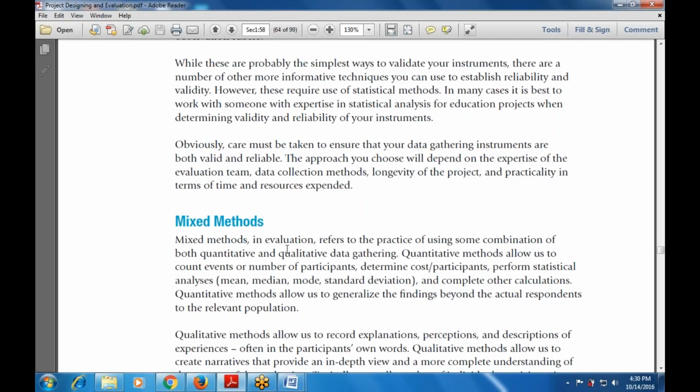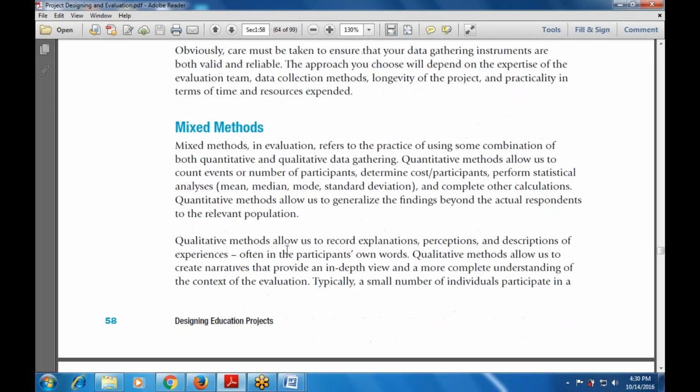provide an in-depth view. What is an in-depth view that is taken out, and a more complete understanding of the context of the evaluation. What is the main context of the evaluation, how it works, what is the in-depth view, and what is a clearer understanding of the context in the evaluation.